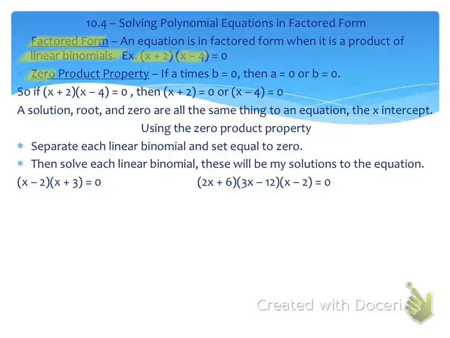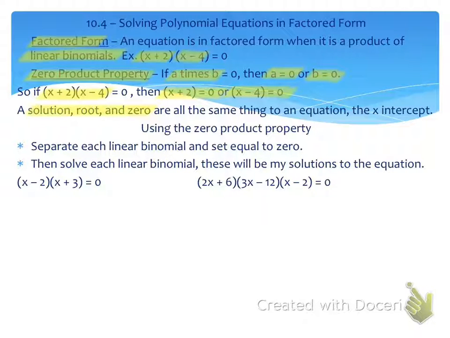Zero product property tells us that if I have a times b, so if I'm multiplying some number a and b and it equals 0, that means that either a has to equal 0 or b has to equal 0. So again, I have my example here. In this example, I have the same binomials right here. So if x plus 2 times x minus 4 is equal to 0, that means that either x plus 2 has to equal 0 or x minus 4 has to equal 0.